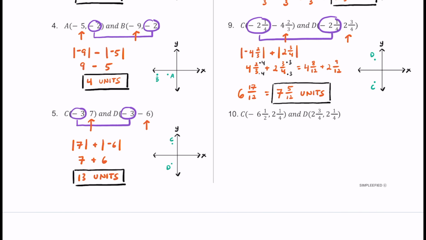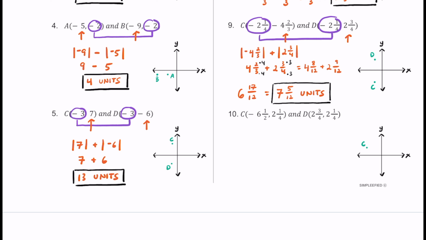For number 10, we have these 2 points of C and D. For point C, we have -6 1/2, comma, +2 1/4. So start at the origin, move 6 1/2 units to the left, and then 2 1/4 units up, something like this. And we can go ahead and say that's going to be point C.